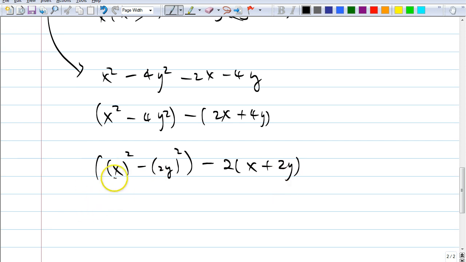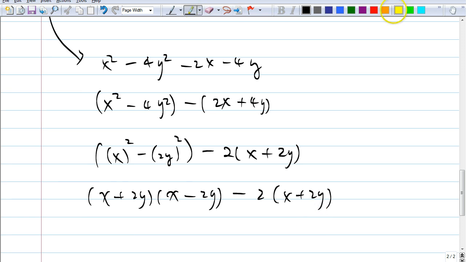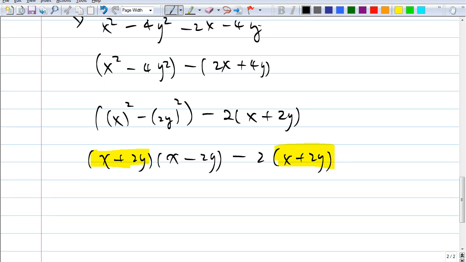So look at this difference of squares. Let's see whether we can factor this. We get x plus 2y times x minus 2y, minus 2 times x plus 2y. Now, this is sort of nice. Why do I say this is nice? You have a greatest common factor. That's what we were hoping to do, right? After you factor, you get a greatest common factor. So we get x plus 2y as your GCF.